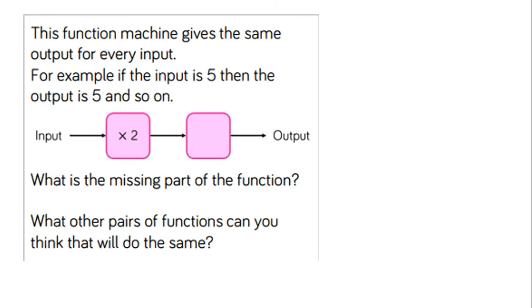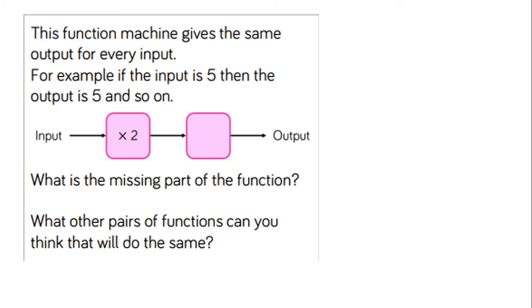So this function machine gives the same output for every input. So for example, if the input is 5, then the output is 5, and so on. What do you think is the missing part of the function? And what other pairs of functions do you think will do the same? Okay, have a little think about it. Pause the video and I'll come back to you in a moment.